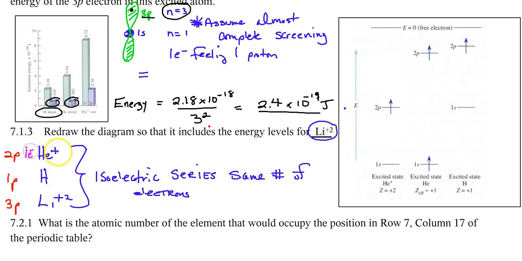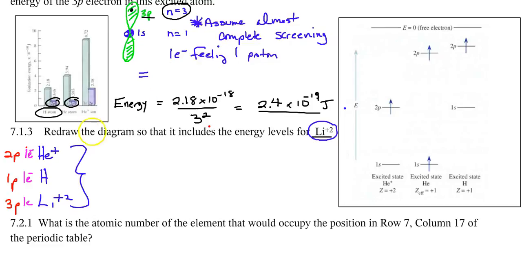It lost 1, so that's why it's plus 1. Hydrogen just has 1 electron as a neutral atom. And lithium lost 2, so it normally had 3 protons and 3 electrons. So they all have the same number of electrons, and that's where we get the isoelectronic series. Now, what dominates an isoelectronic series is the Z.